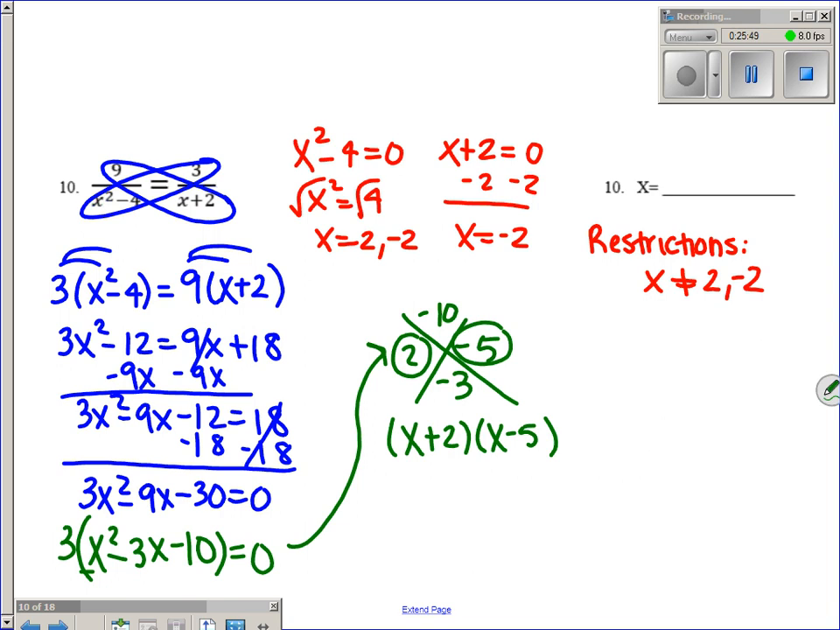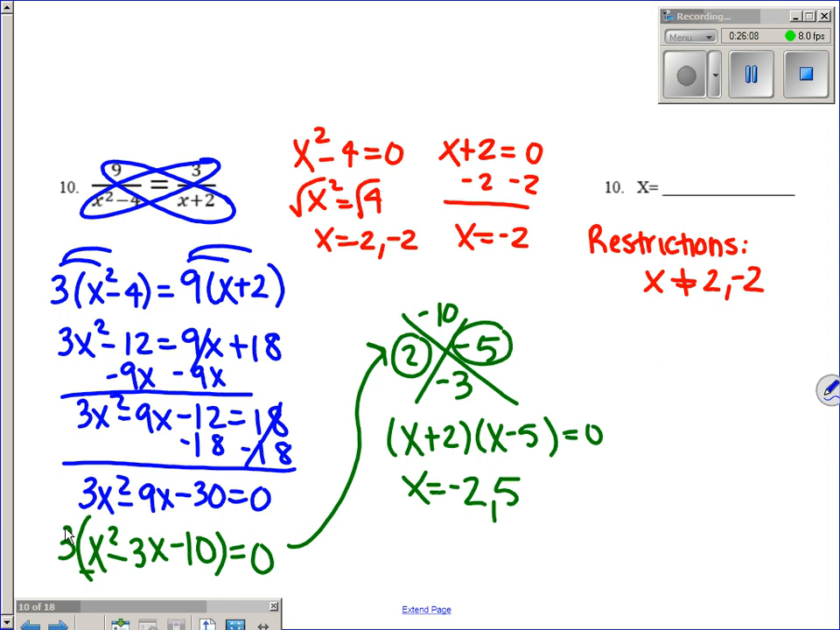The 3 out front, since it was our GCF, doesn't really matter for this problem because we are just solving for the x values. So if we set these both equal to 0, hopefully you can tell that if we were to subtract 2, we would get negative 2, and if we were to add 5, we would get positive 5.